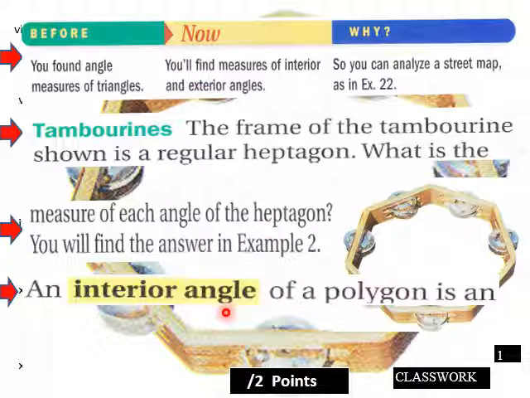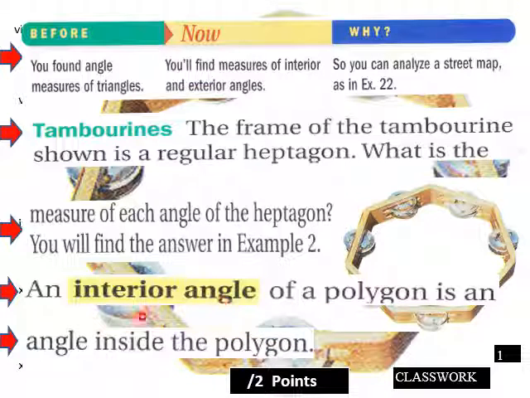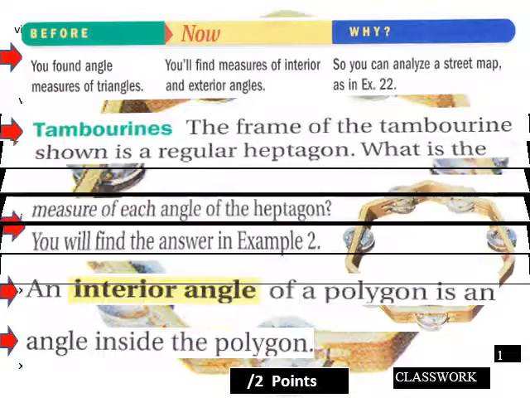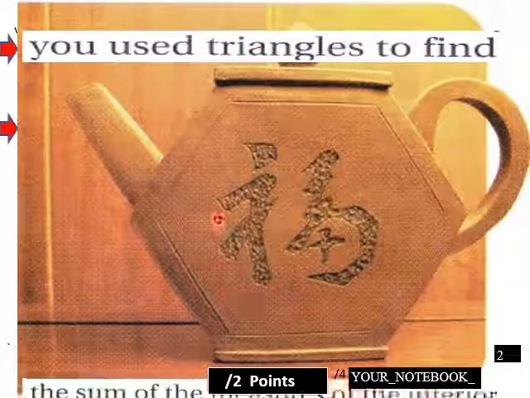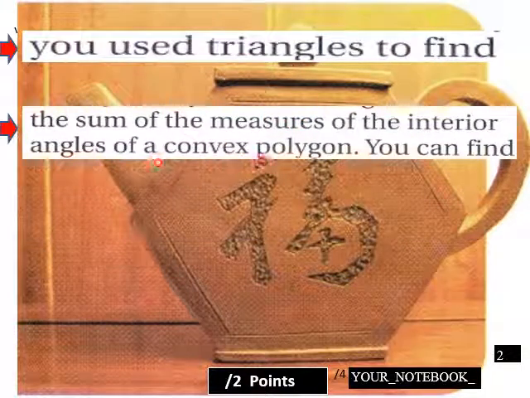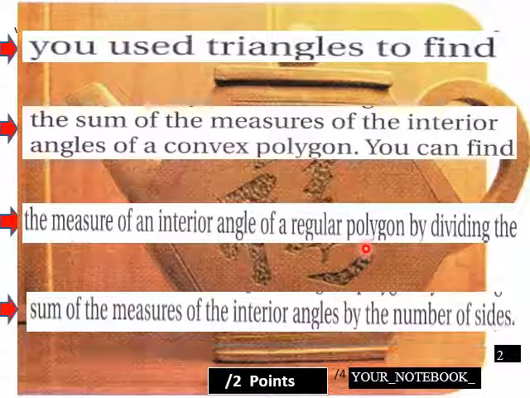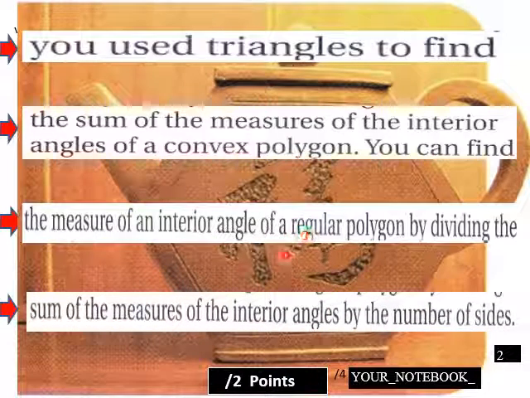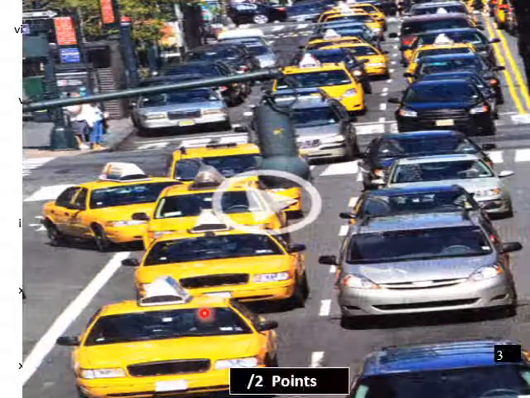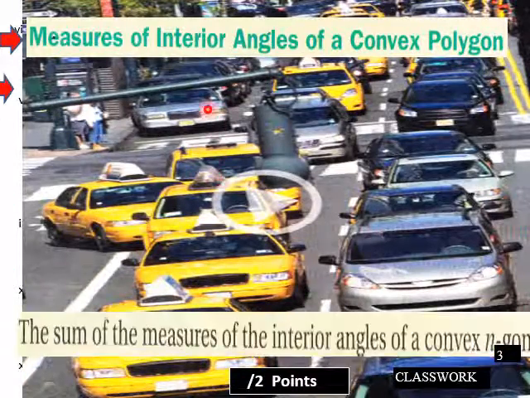An interior angle of a polygon is an angle inside the polygon. So interior means inside. You use triangles to find the sum of the measures of the interior angles of a convex polygon. We've used triangles for that. You can find the measure of an interior angle of a regular polygon, and the key word here is regular, by dividing the sum of the measures of the interior angles by the number of sides. So we're going to get into a formula for that.